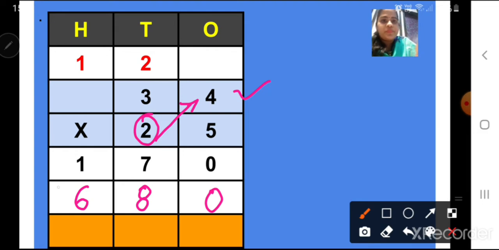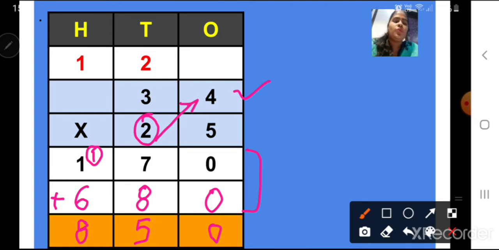Now we will put one plus sign here. This is step 3. Step 3 is we have to add the products. 0 plus 0 is 0. 7 plus 8 is 15. So 1 will be carried over to the next place and 5 we will write down here. Then 1 plus 1 is 2. 2 plus 6 is 8. So we will write 8 down. So what is the answer that we have got? 850. So 34 multiplied by 25 is 850.